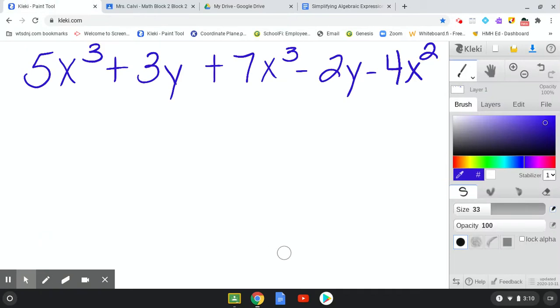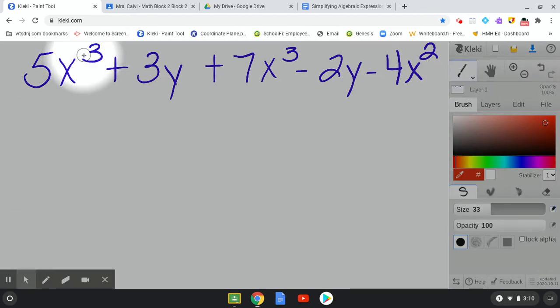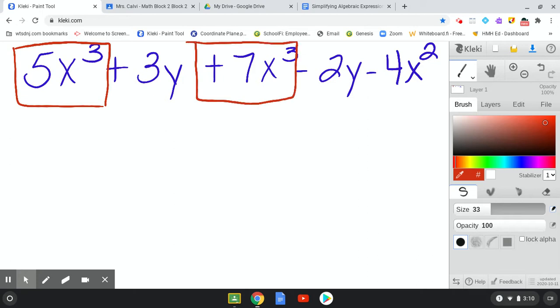So now combining like terms, I'm going to look to see where I have the largest exponent, because as I said, I want to put my final answer in descending, so largest to smallest, order of exponent. So I noticed that my largest exponent is a 3. So I have 5x cubed and 7x cubed. Okay, so I'm going to combine those together. Now you also need to know your positive and negative integer rules. All right, so let's go ahead and I'm going to box these in because these are like terms. And I'm going to combine them.